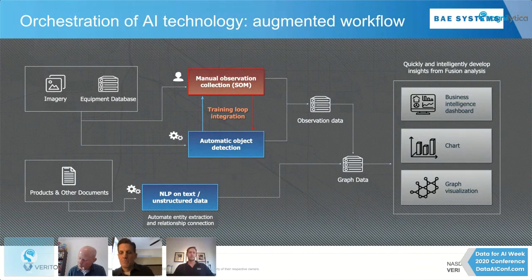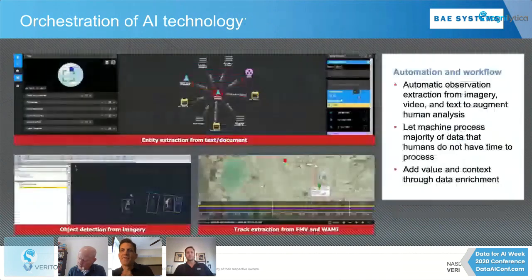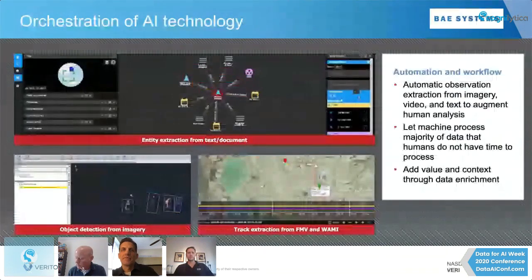And the next slide starts to bring that into picture a little bit more, where we start talking about a visualization of and orchestration of that AI technology. So imagine if we can take our imagery and object detection, bring entity extraction from text and documents, create relationships, fuse those with track extractions from full motion video as an example, and bring those together in a cohesive data set, while letting machine learning do the bulk of that processing, and allow the humans to really focus on extracting the intelligence value. And at the end of the day, that's really where we're trying to head.